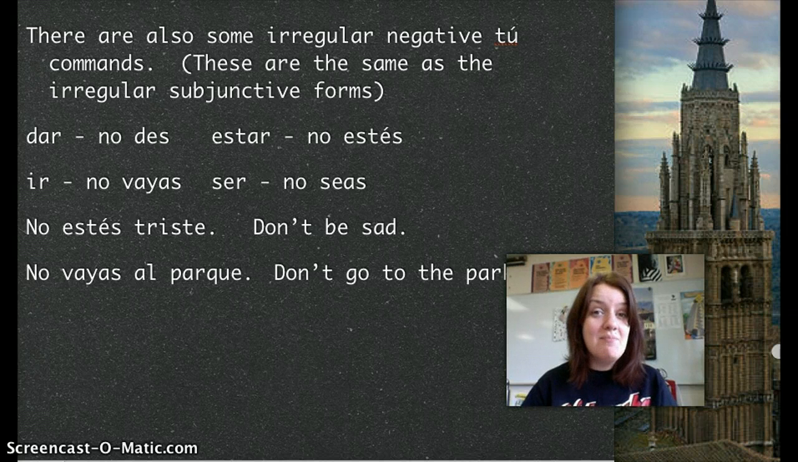Just got to memorize them. So no estés triste, don't be sad. This doesn't look that irregular because you are going to the opposite vowel. What's irregular though? The yo form is estoy, so you can't go estoy, drop the o, and add opposite ending. It's just a weird form in the yo form present tense, so it just has a different way of being formed in the command. So no estés triste, don't be sad. No vayas al parque, don't go to the park. Vayas is just weird, you just have to memorize it, just like the subjunctive form.